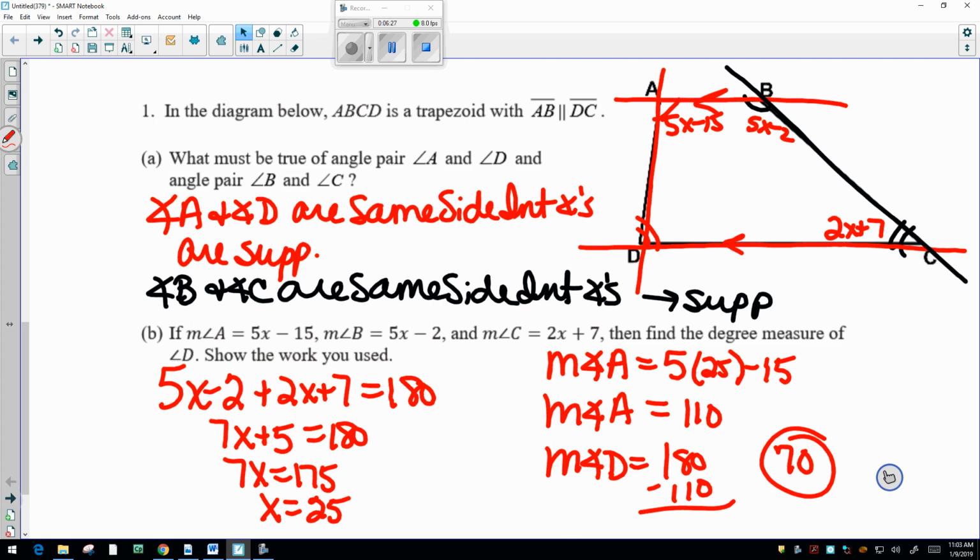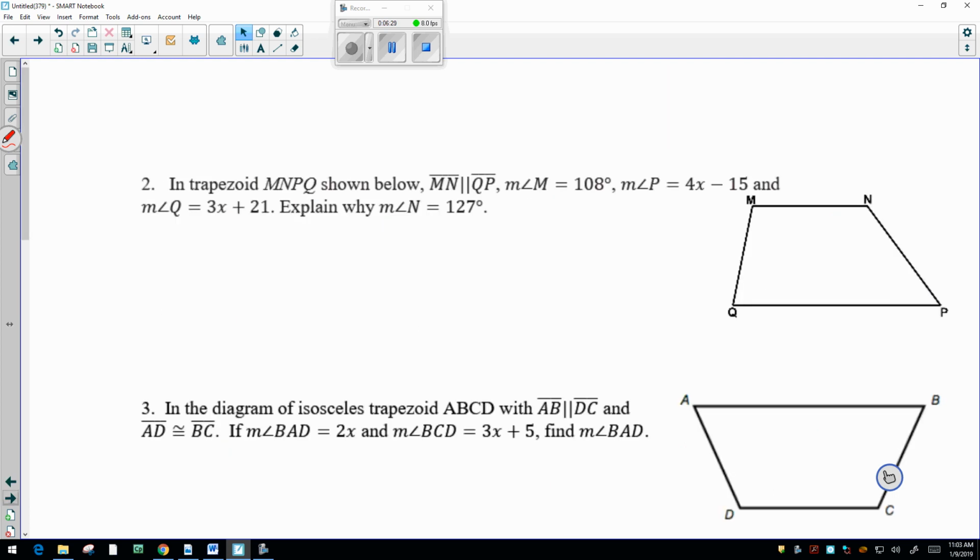Right? Some more properties of trapezoids now, for looking at some other angles. So we have back here our lines are parallel, MN and QP. We know the measure of angle M is 108. Angle P is 4x minus 15. And we know Q is 3x plus 21. They want us to show why N is 127.